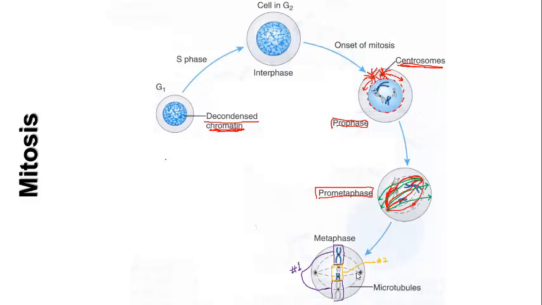So, again, keep in mind that it is necessary for the nucleus to disintegrate, so that the microtubules can attach to the kinetic cores of the chromosomes in the first place. All right, so none of this would have been possible if not for the disintegration of the nuclear envelope, or nuclear membrane, within prometaphase.